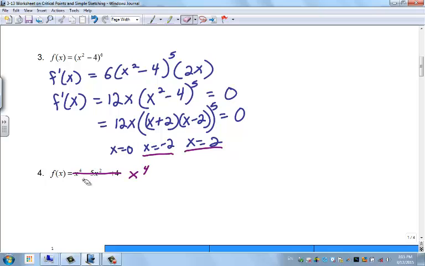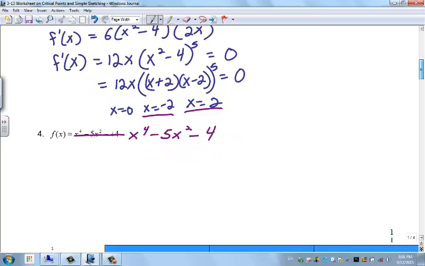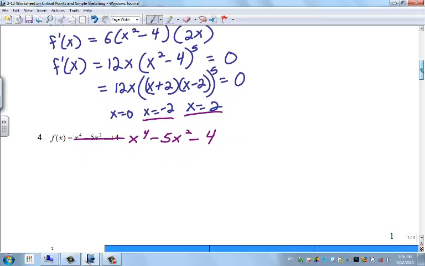Oh, I crossed it out so I can't see it now. Minus 5x squared minus 4. All right. And don't forget, when you're doing these problems, that you can take out a common factor sometimes. You always want to look for a common factor first when you're factoring.